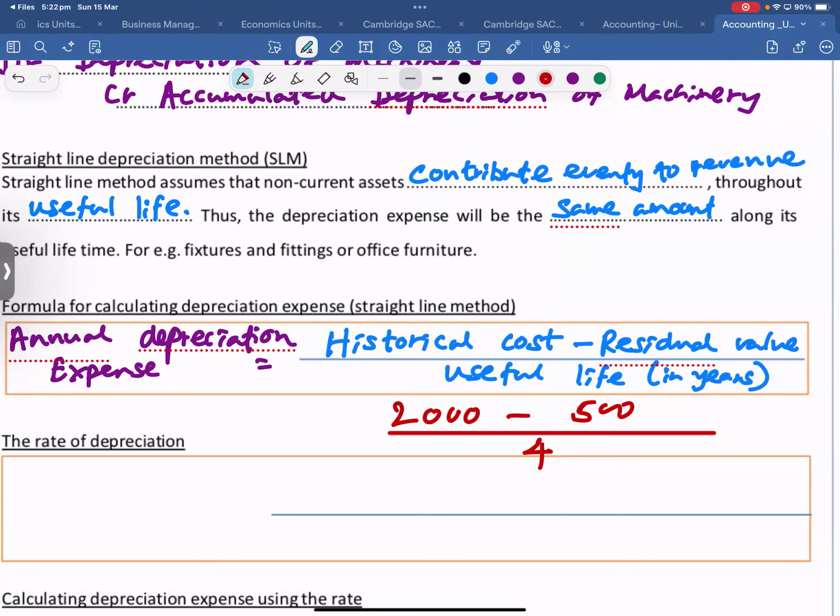Why wouldn't a business just use their non-current asset until its value becomes zero? Its value can become zero, or sometimes it may not be zero, because there is still a scrap value. Even if it is a vehicle you are using, you can still sell it for something. So there is some part of any non-current asset that we can sell for. We call it scrap value, residual value, or disposable value.